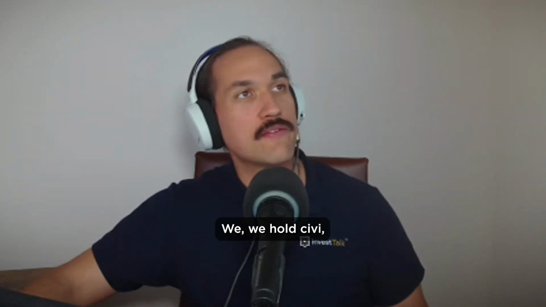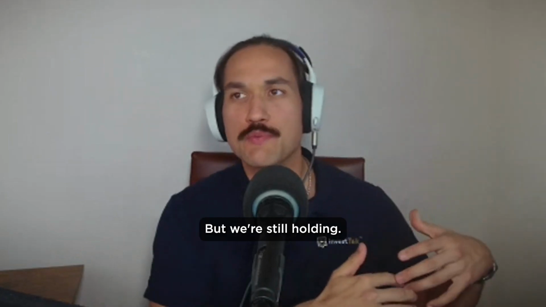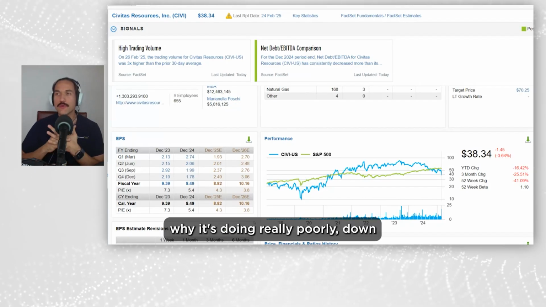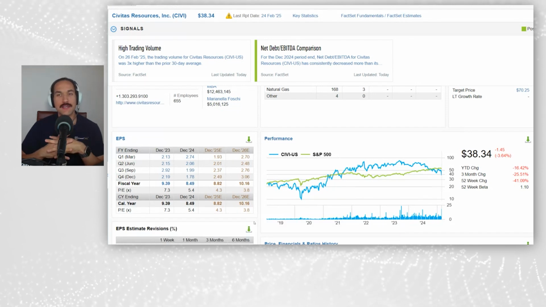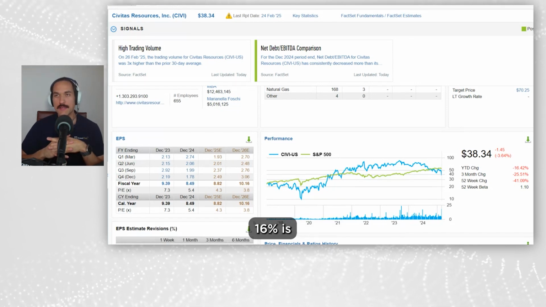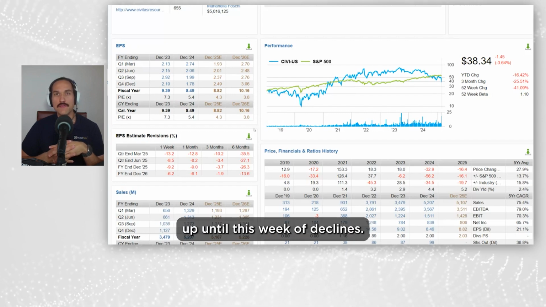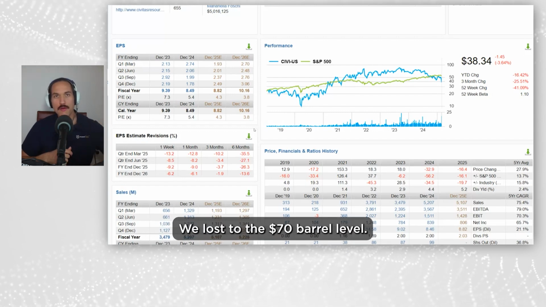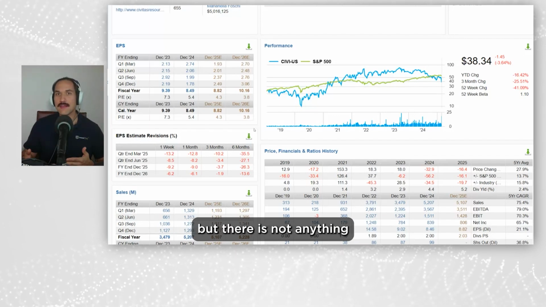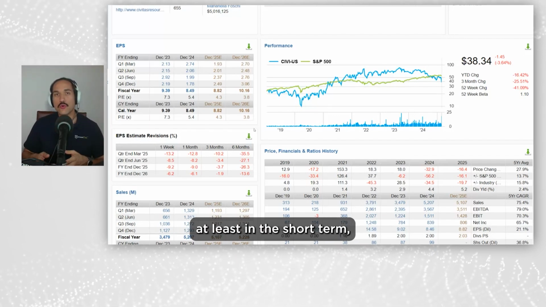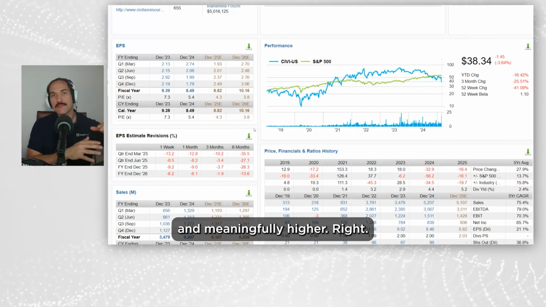We hold CIVI at a smaller weight relative to our energy weights in one of our strategies, but we're still holding it. And the reason why it's doing really poorly, down 41% over the past 52 weeks, down 16% year to date, a brutal 16%, is just where oil prices have been moving. We've had 4 straight weeks up until this week of declines. We lost the $70 barrel level. We recently got it back today, but there is not anything that is likely to, at least in the short term, push oil prices sustainably and meaningfully higher, right?